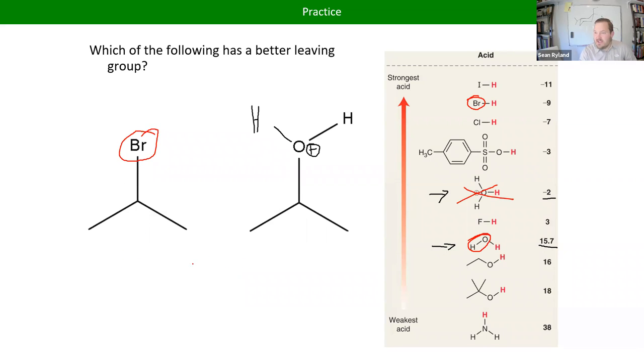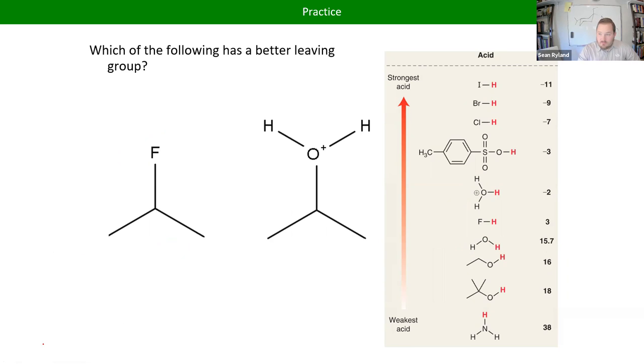And the same thing would be true if you had water acting as a nucleophile, replacing a chloride in a substitution reaction. We would then wind up deprotonating it at the end as our final step towards making our product. How about these two? If we have the protonated oxygen versus fluoride. Protonated oxygen. Yeah, we're comparing these two now, right? In both cases, the leaving group leave step is going to look the same. But because we've got a pKa of -2 for the protonated oxygen versus a pKa of 3 for fluoride, the protonated oxygen winds up being the better leaving group.